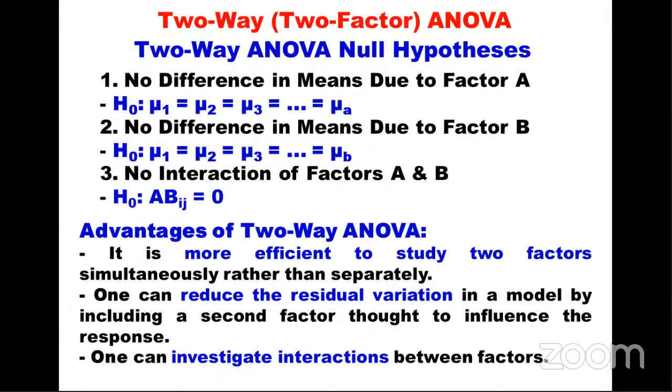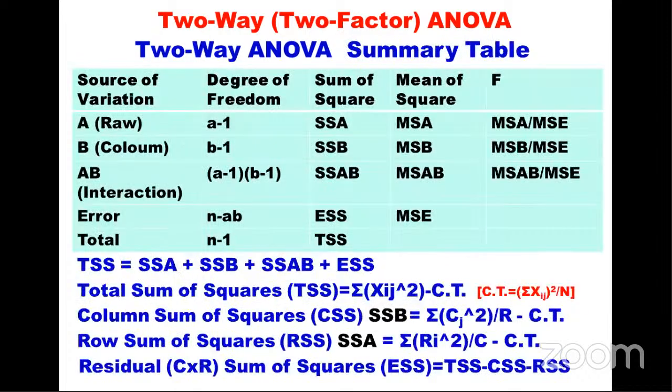Assumption is the same. The advantage is that it is more efficient. ANOVA is more efficient to study two factors simultaneously rather than separately. One can reduce the residual variation in a model, and one can investigate interaction, how a treatment A interacts with B. Is there anything?